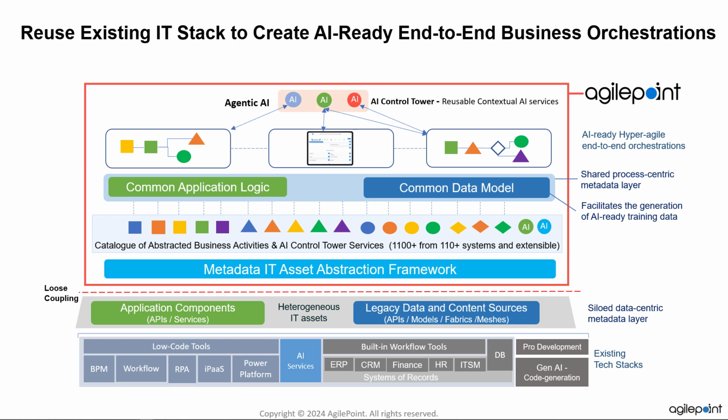Now, what's even more exciting is that AgilePoint can use the same composable metadata IT abstraction framework to operationalize AI by adding these AI control towers at the top of my screen. These are reusable, contextual AI services which can freely overlay on top of different processes and then adjust, adapt, and improve the application execution based on those external inputs.